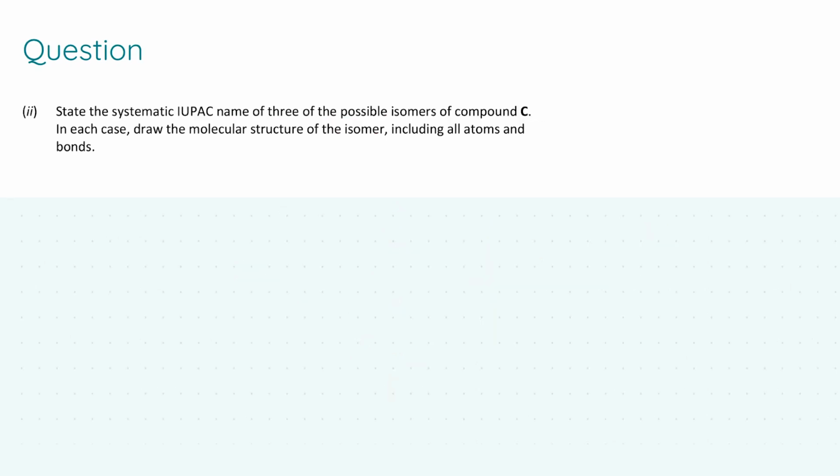And in the second part of this question, they're asking us to state the systematic IUPAC names of 3 of the possible isomers of compound C. In each case, draw the molecular structure of the isomer, including all atoms and bonds. So there's a lot to go over in that question, but first of all, we'll find out what compound C is. In the question, it told us that a molecule of compound A, which we knew from earlier is octane, can undergo catalytic cracking to produce a molecule of methyl propane and a molecule of compound C.